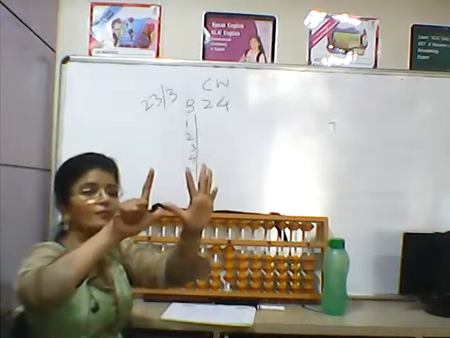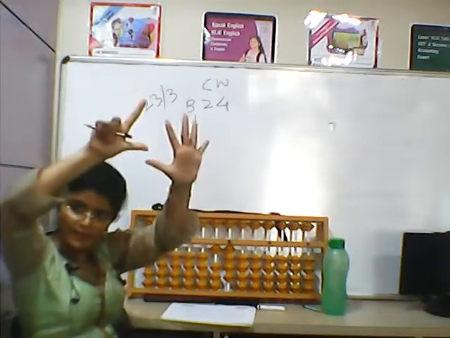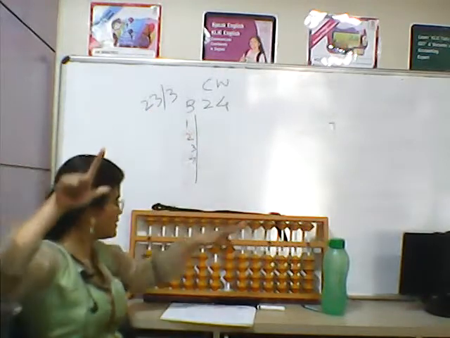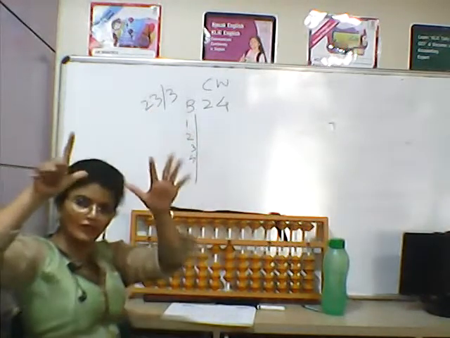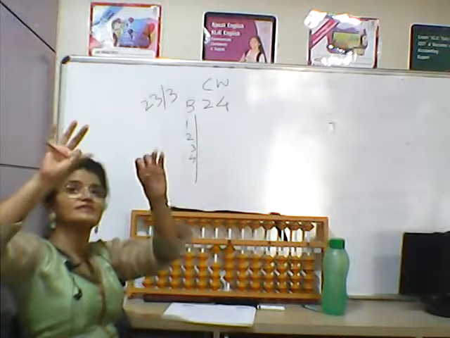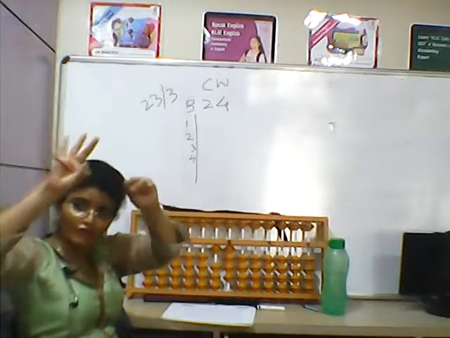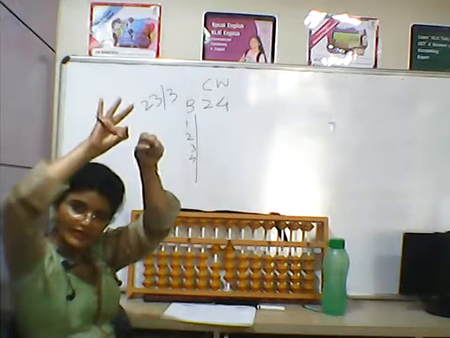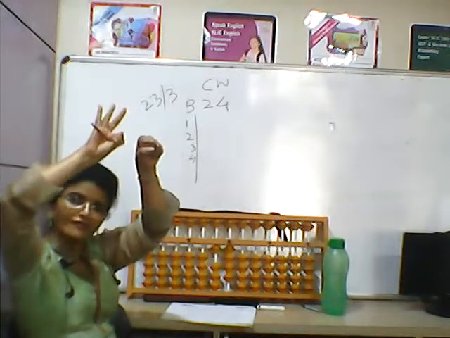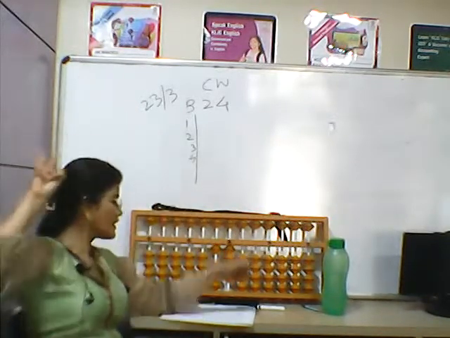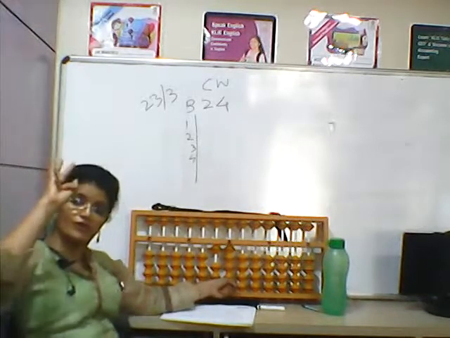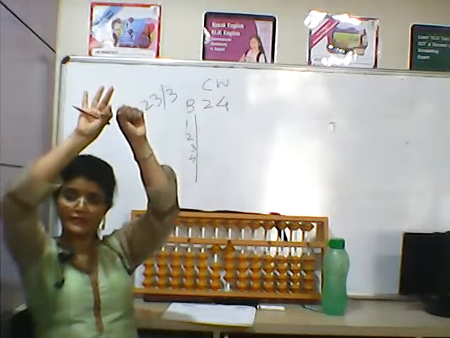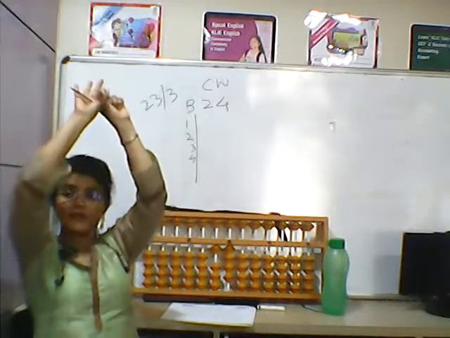Then we have to do minus 7. Can we do minus 7 directly? No. 7 ko fold karna hai. 7 ka friend plus 3. Can you do plus 3? No. So we have to use mixed complement.